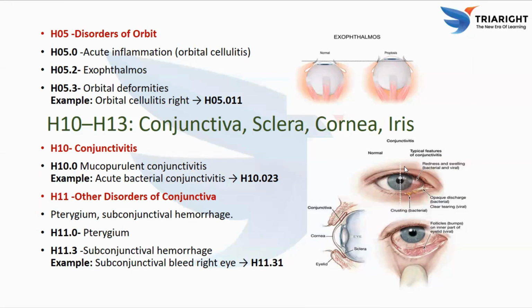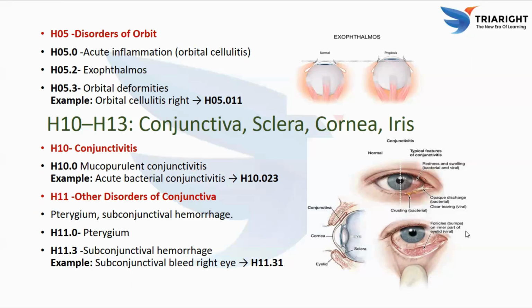In the normal eye, you can see there is no redness, no discharge, there is a clear cornea and no swelling. Whereas in the conjunctivitis eye, you can see redness and swelling, discharge, crusting, and also follicles on the inner part of the eyelid.